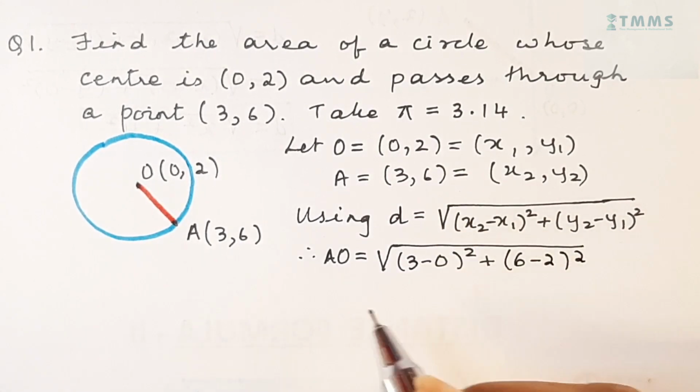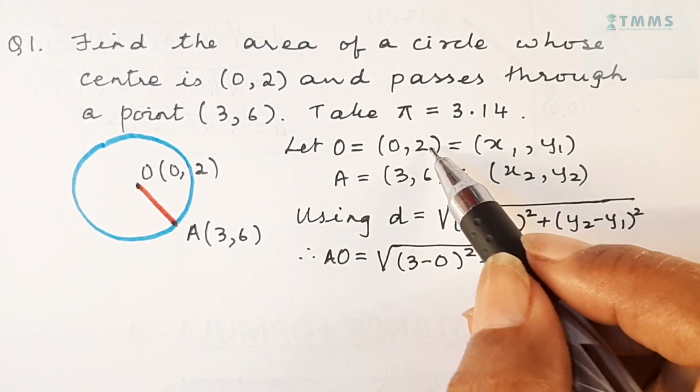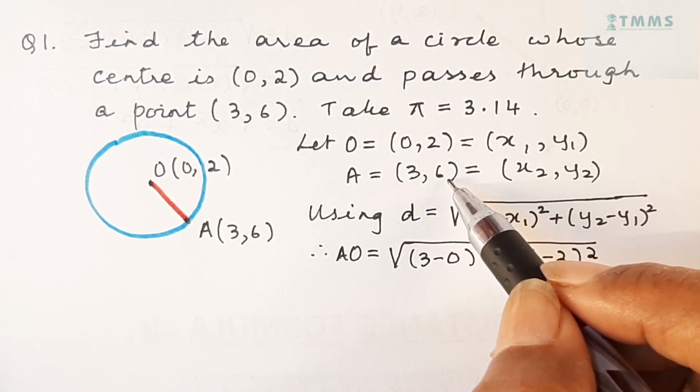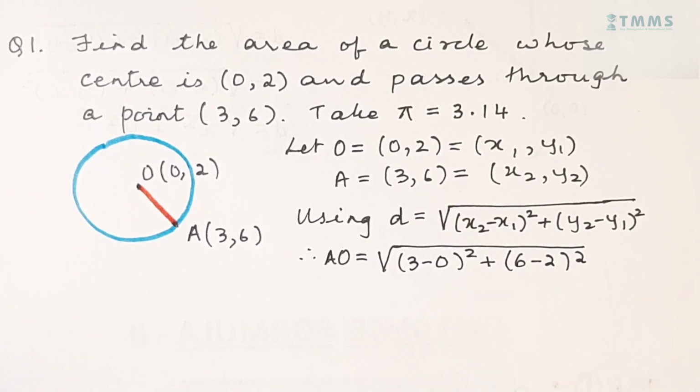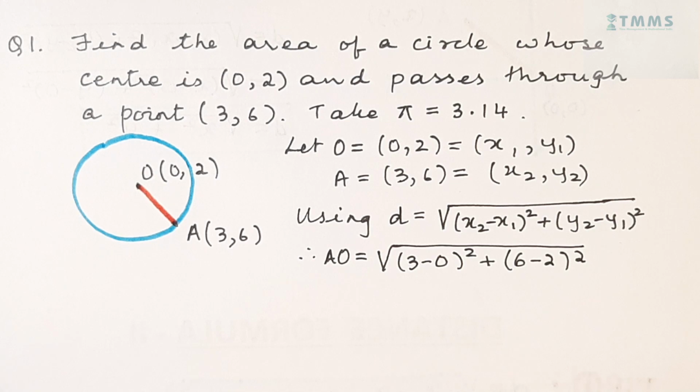Be very careful about the order. If you do 3 minus 0, this should be 6 minus 2. If you do 0 minus 3, it should be 2 minus 6. So the order is very important. So remember, tip number 1 is to remember your distance formula and correctly substitute in it.